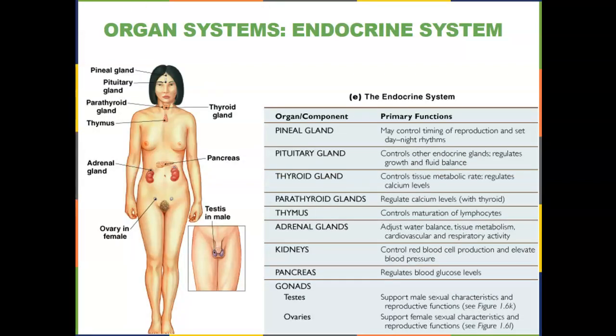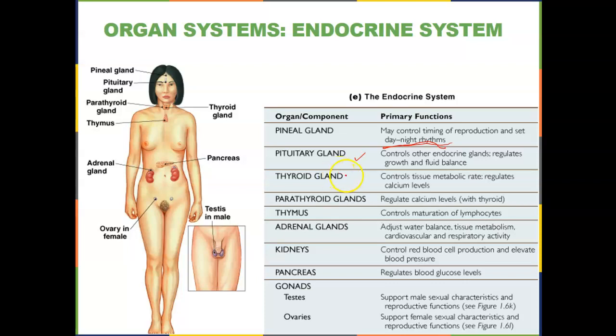The pineal gland helps time our day and night rhythms by secreting melatonin into our bloodstream so that we start feeling sleepy. It tells our brain, hey, it's nighttime. The pituitary gland, which basically governs fluid balance, basic growth, sexual differentiation. The pituitary does a lot of jobs.